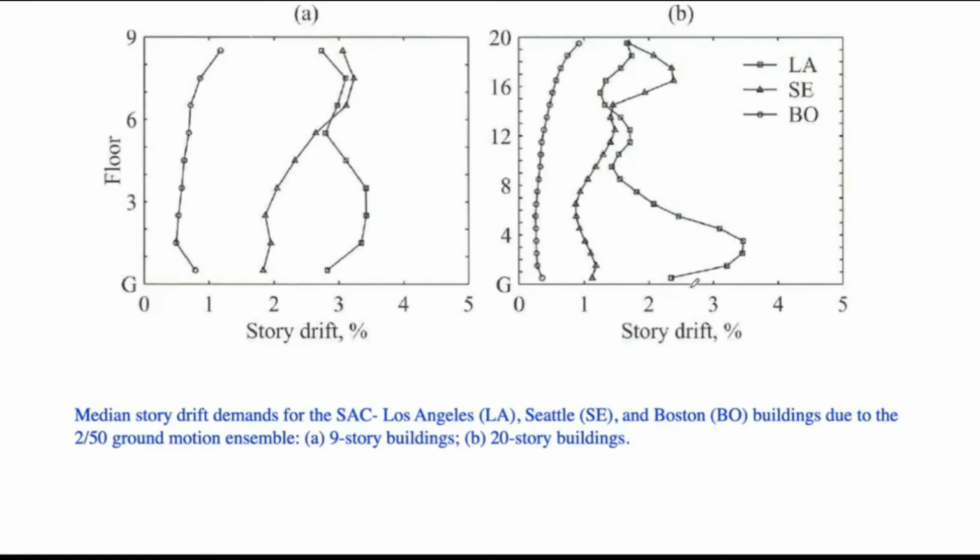For example, in one case, this record, which is for Boston, has a very small demand on the structure. But if you compare this with the one for Los Angeles, the demand is quite larger. So depending on the location, the same 10% probability in 50 years or 2% probability in 50 years can have a large impact on the structures.